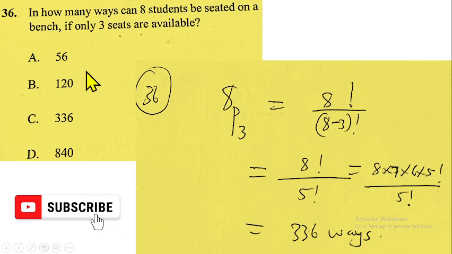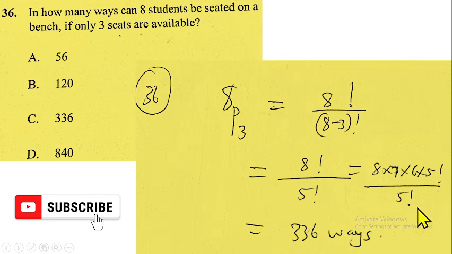Question number 36 is from permutation. In how many ways can 8 students be seated on a bench if only 3 seats are available? So 8 students, 3 are picked at the same time, so that will be 8 permutation 3, and that will be 8 factorial over 8 minus 3 factorial, that will be 5 factorial. So 8 factorial can be written as 8 times 7 times 6 times 5 factorial.